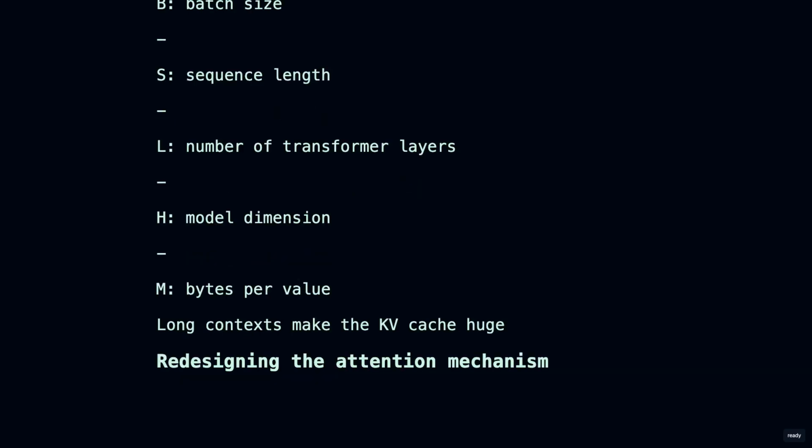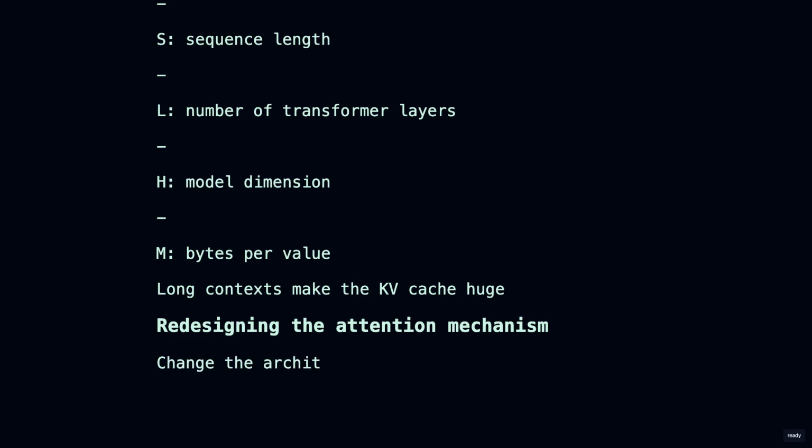Next, we move from estimating memory to reducing it at the model design level. These methods change attention itself, so they usually need training or fine-tuning. The important trade-off here is that you gain inference efficiency, but you're no longer using the original architecture unchanged. That means these ideas are not simple drop-in fixes for a trained model.